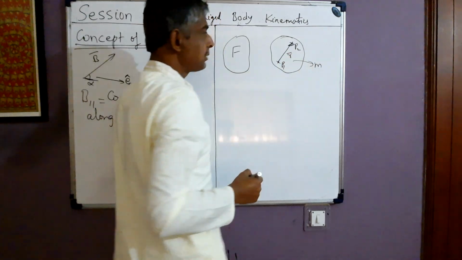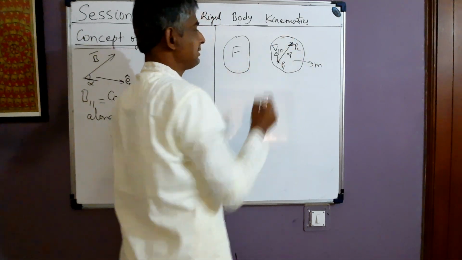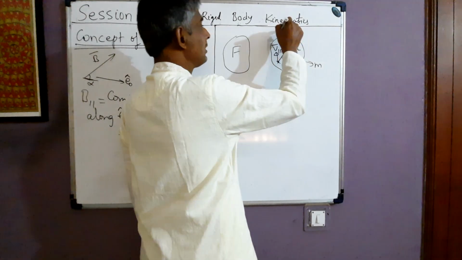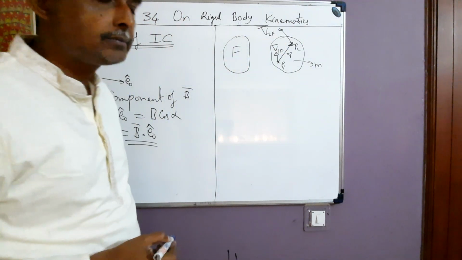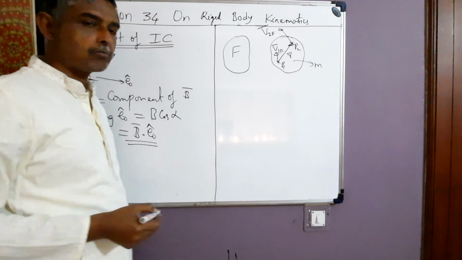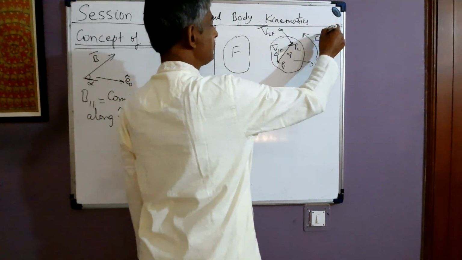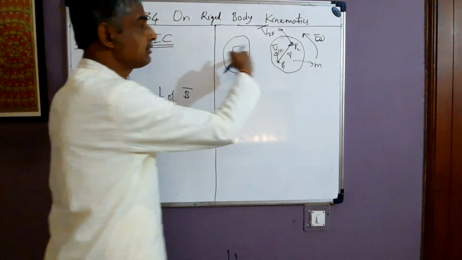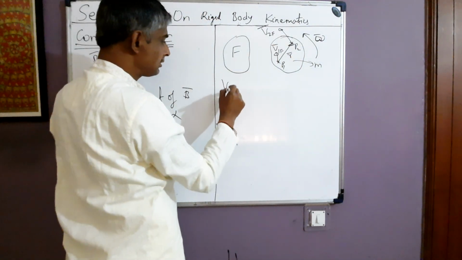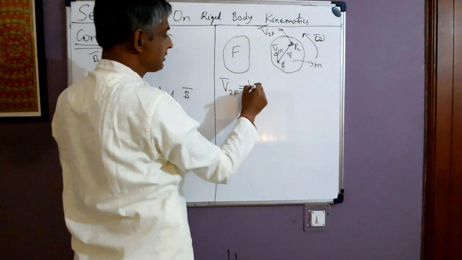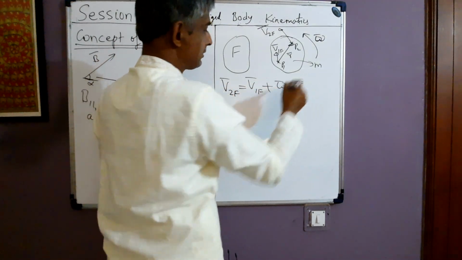R is the vector from P1 to P2. Velocity of P1 with respect to frame F at time t is V1F, and velocity of P2 with respect to frame F at time t is V2F. And omega is the angular velocity of the body M with respect to frame F at time t. Then we know that V2F and V1F are related by this equation, omega cross R.